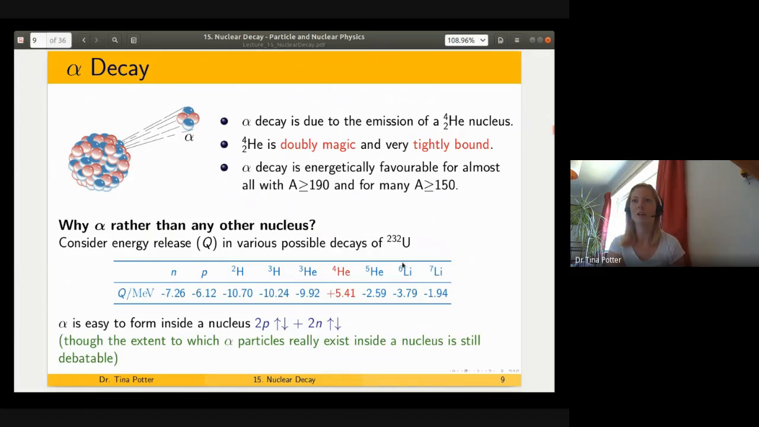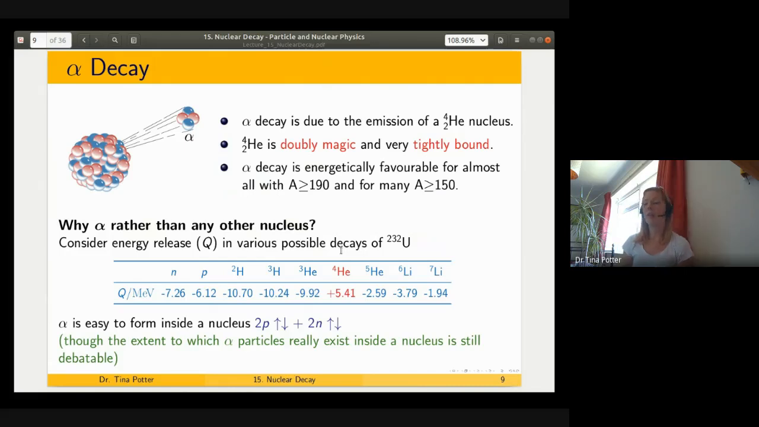So let's have a look at this example here for uranium-232 and have a look at the energy released if it were to kick out a neutron, proton, heavy helium nucleus or tritium. And we find that the energy released is negative for all of these possibilities here, helium-5, lithium as well, with the exception of helium-4. The energy released here is positive, which means this can happen spontaneously.